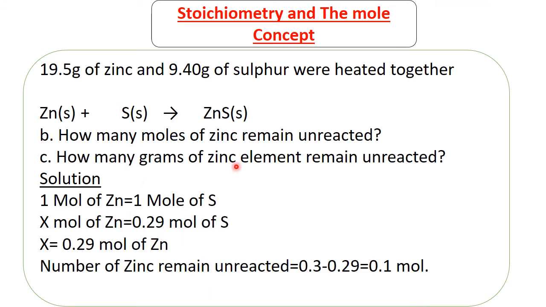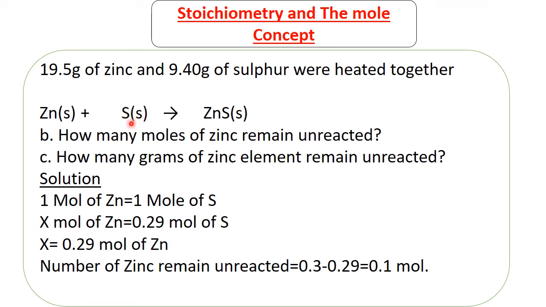So this is question A, we have dealt with it. This is question B: how many moles of zinc remain unreacted? We know that sulfur is the limiting reagent, right? So now they want us to determine how many moles of zinc will remain unreacted. How many moles of sulfur are going to be reacted at the end of the reaction? 0.29, because that's how we calculated in the previous one.